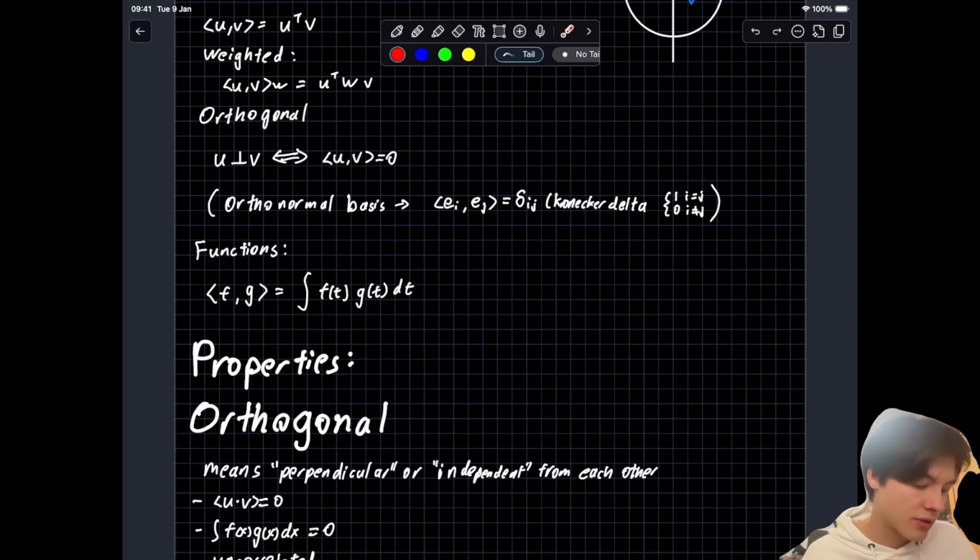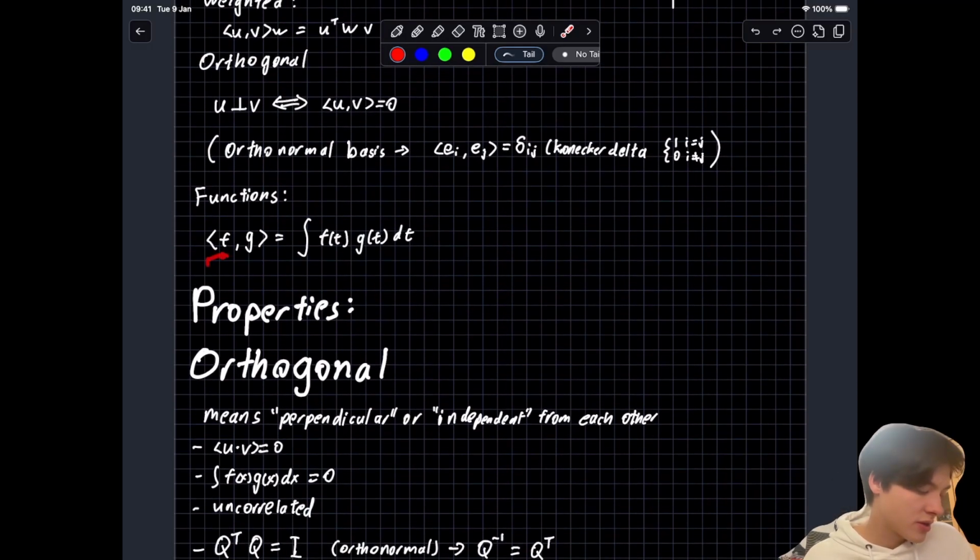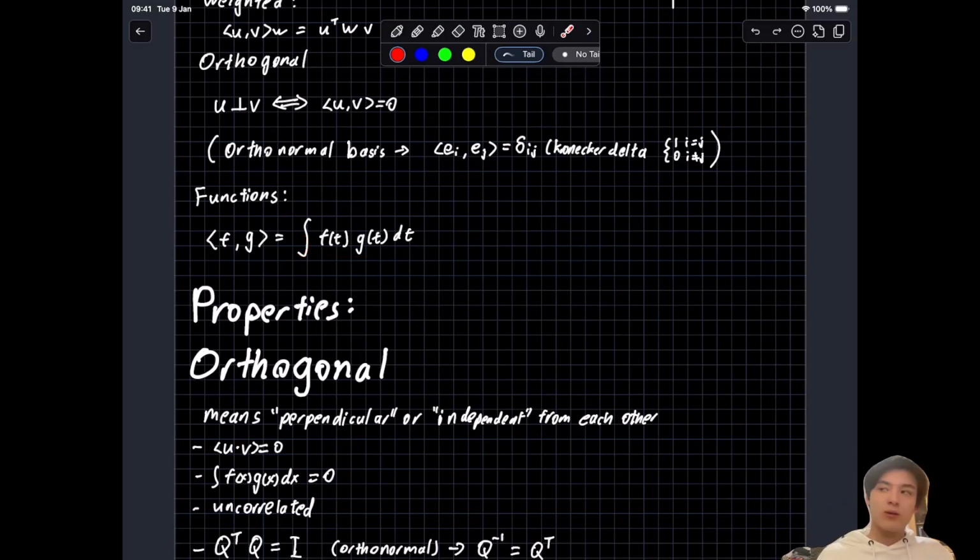Orthogonal basis is just a definition: the dot products are always 0 if the vectors are not equal to each other. For functions f and g, you would just take the integral of their product to give you the dot product.